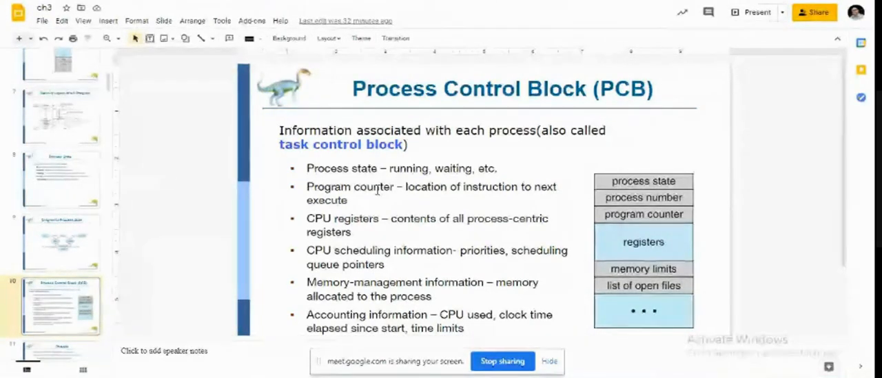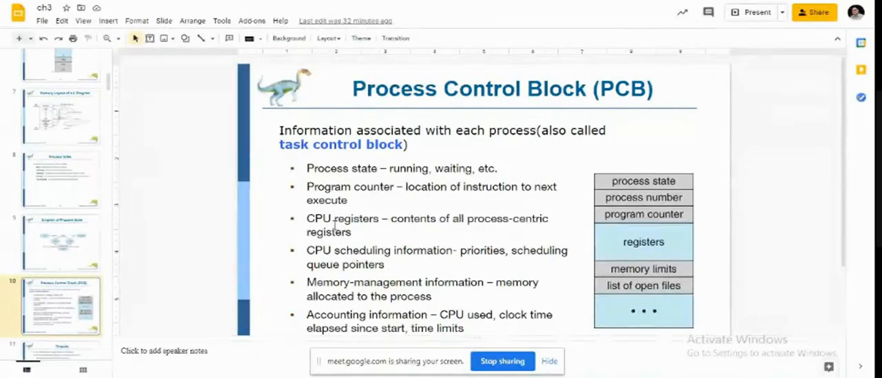Initially the PCB will point to the first instruction. If your process is executed for some time, and then it is switched from that process to another process, and after some time that process is taken back for execution, at that time the location of the program counter is required.